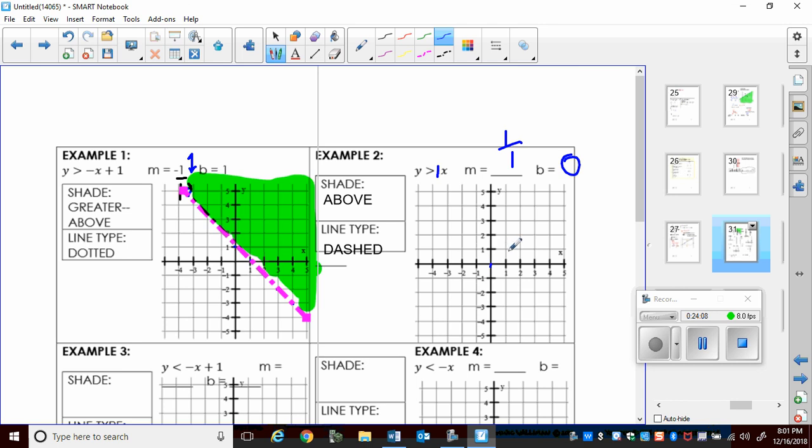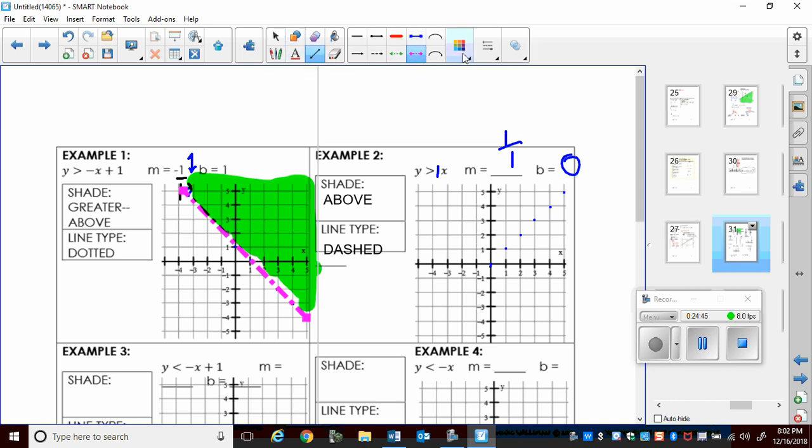Then I go up 1, right 1, make a point. Up 1, right 1, make a point, and repeat that for the rest of the points. All right, and then I can get my ruler or whatever it is you need to make a line and create your line going down. And keep in mind, this is a dashed line. It's not solid, so make sure you put your dashes in.